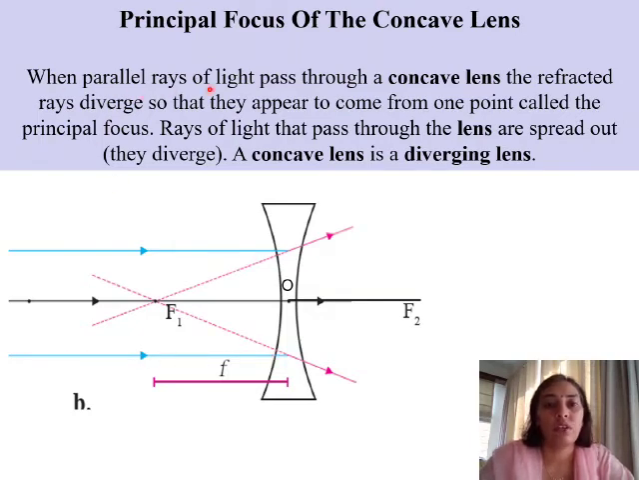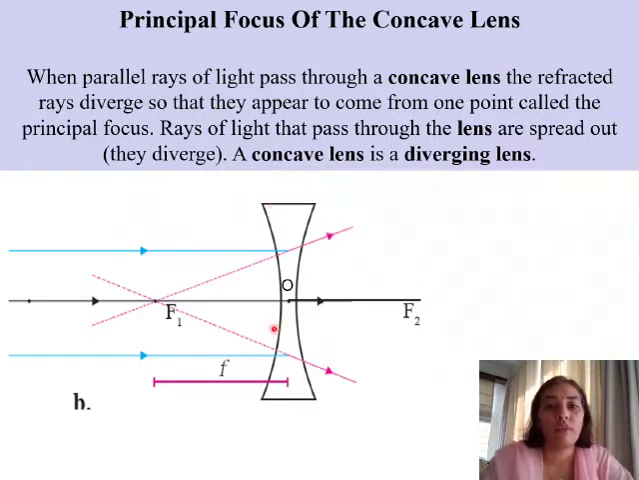When parallel rays of light pass through a concave lens, the refracted rays diverge so that they appear to come from a point called the principal focus. Rays of light that pass through the lens are spread out, that is, they diverge. Hence, we call a concave lens a diverging lens.